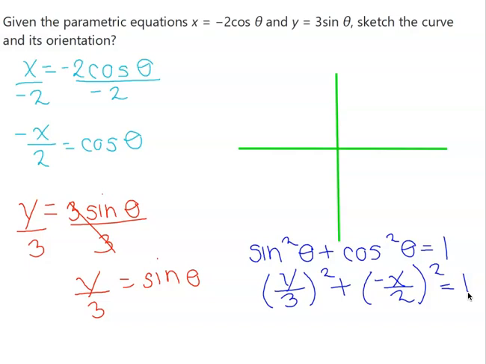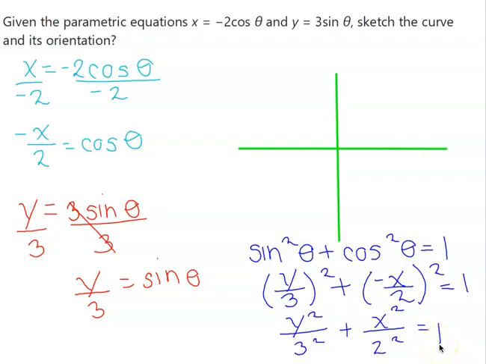So we're going to square each fraction, which I would square each one individually. So the numerator y would be squared, the denominator 3 would be squared. Keep in mind the second fraction, when you square a negative, it will be positive. So it will be x squared over 2 squared equals 1.